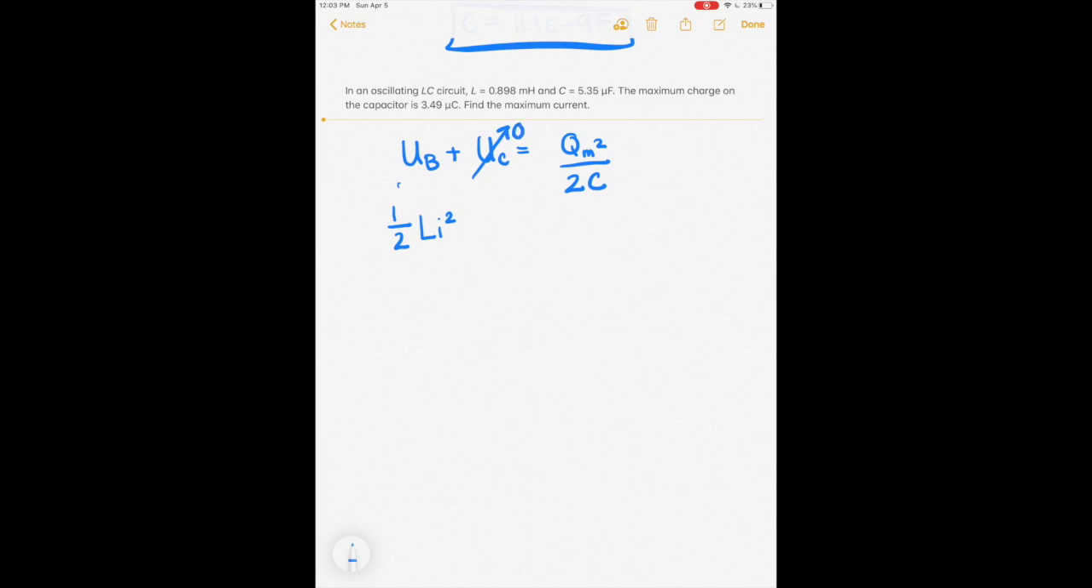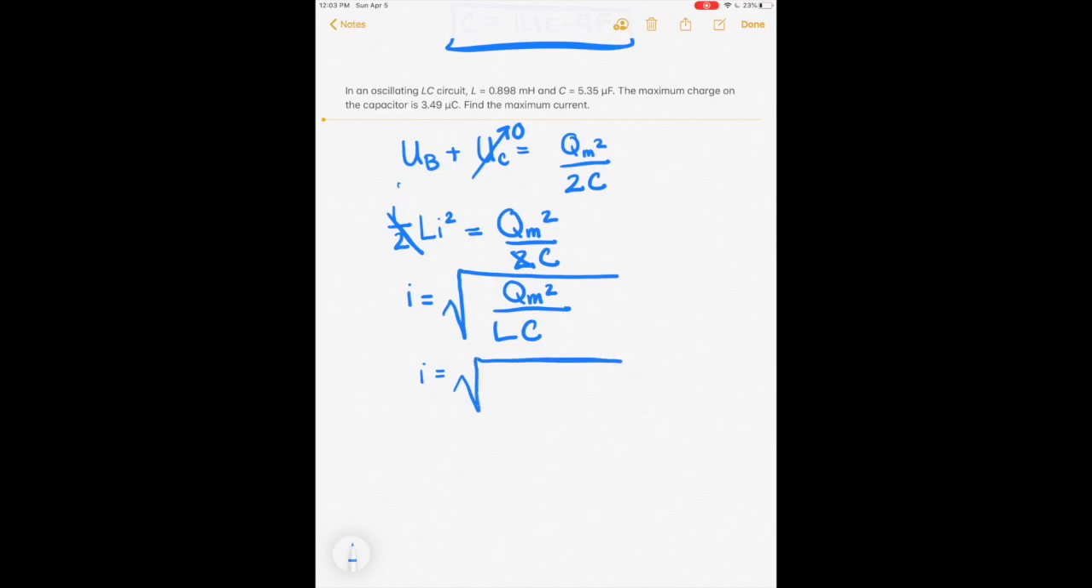Whenever we have the maximum current, we do not have any energy in the capacitor. So we have 1/2 L i squared is equal to Q max squared divided by 2C. So the maximum current is equal to Q max divided by the square root of L times C. And now we can plug in these numbers and chug it through our calculator to solve for the maximum current in the inductor.